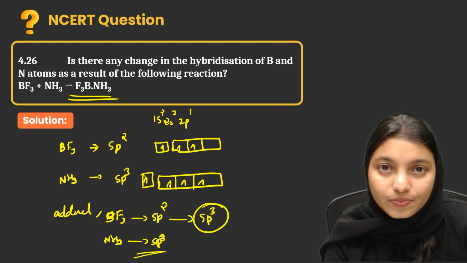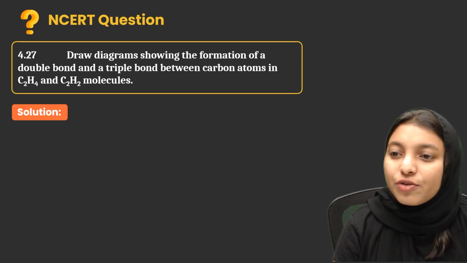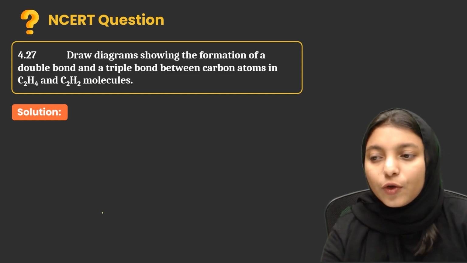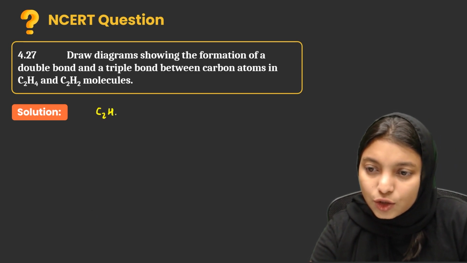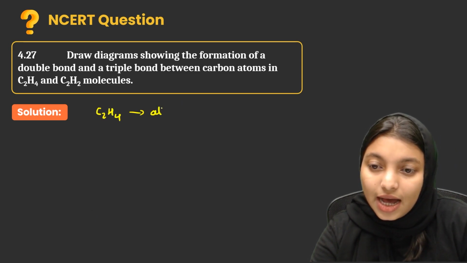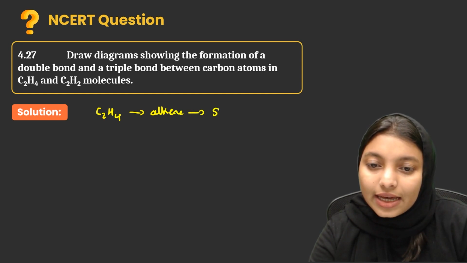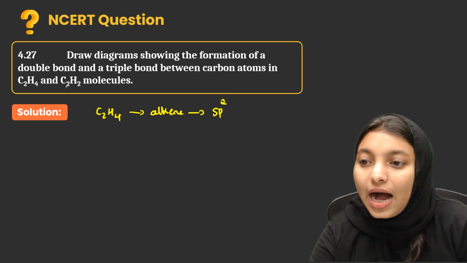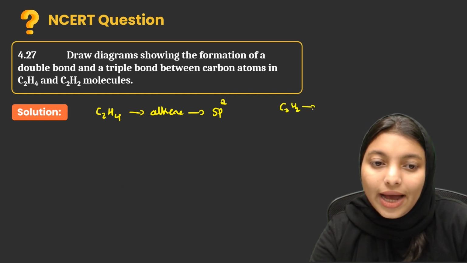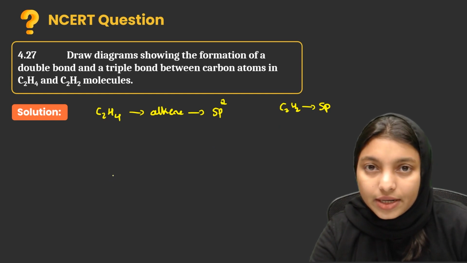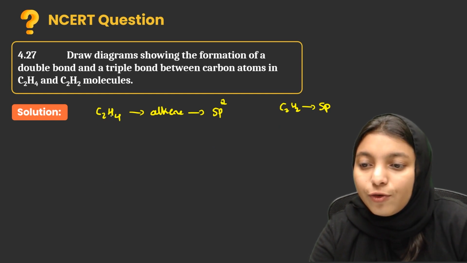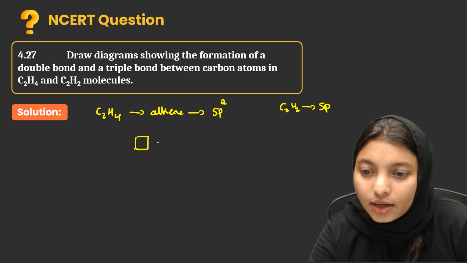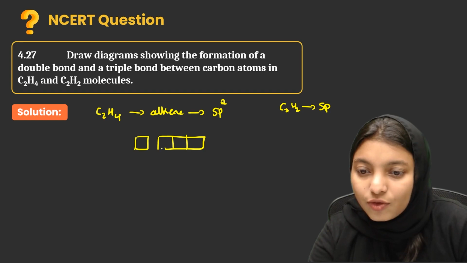sp3 hybridized. Draw the diagram showing the formation of a double bond and triple bond between carbon atoms in C2H4 and C2H2 molecules. We know C2H4 is of CnH2n type and is an alkene, and for alkene the hybridization is sp2. And for alkyne it is C2H2 and its hybridization is sp. So for C2H4 if you write it, it is sp2 hybridized. So it will be like what? sp2 hybridized means it will be like this.